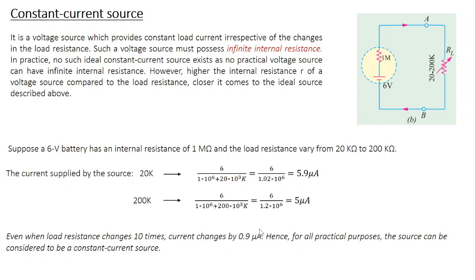The current has changed only by 0.9 microampere, 0.9 into 10 to the power minus 6 ampere. So even though the resistance has changed hugely, the change in the current is negligible. That's why whenever you have a very high internal resistance, the source can be approximated as a constant current source.